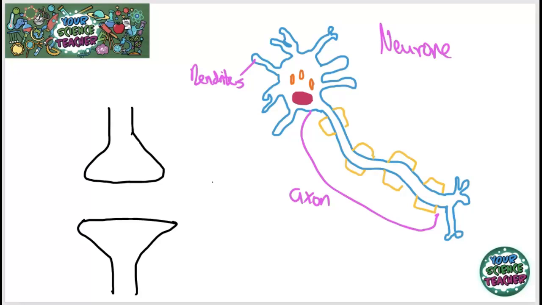When two neurons meet, there is a gap between these two neurons, and we call that a synapse. What happens at this synapse is the electrical signal arrives at the end of one of these neurons, and it's converted into a chemical signal that can travel across the gap. And when this chemical signal arrives at the next neuron, it's converted back into an electrical signal to transmit quickly across the next neuron.